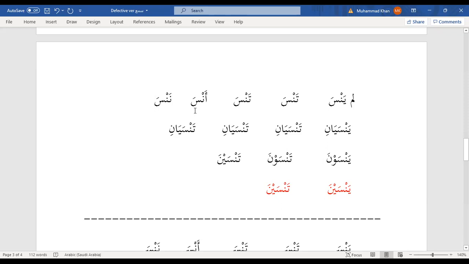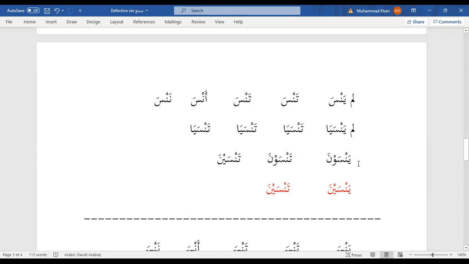Yes? Yes, Ustad. Noon gets dropped, Ustad. Yeah, and the second one, we know that the noon gets dropped. So yansayani. If it drops for the first one, then it will be also dropped for the dual here and for the dual here and for the dual here. So it will be lam yansaya, lam tansaya, lam tansaya, and lam tansaya.